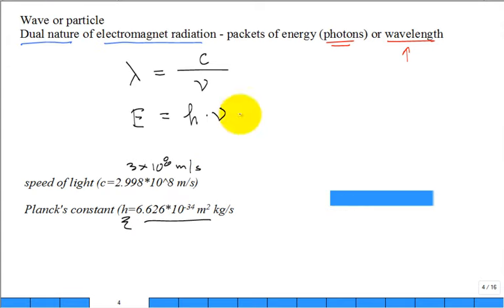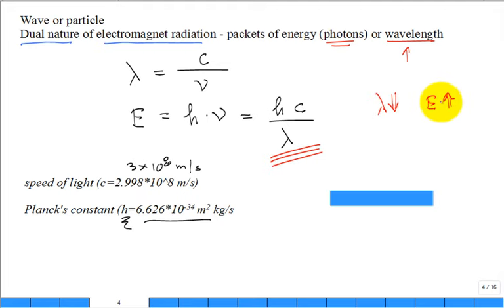And then you can also express it by substituting: Planck's constant times the speed of light, divided by the wavelength. This is probably the more useful form because it shows you that if you have a short wavelength packet of energy, its energy is high. And long wavelengths are lower energy than shorter wavelengths.